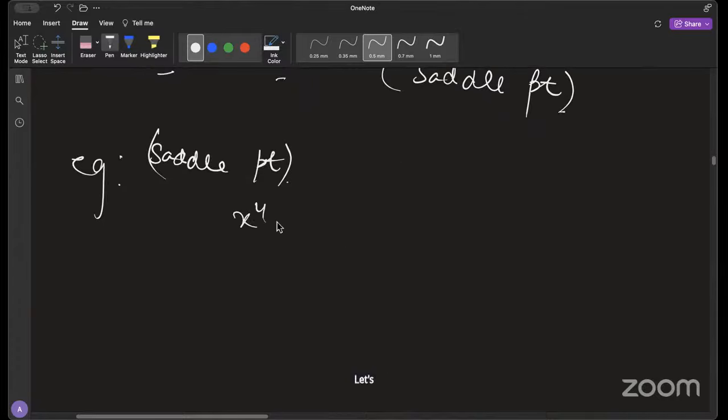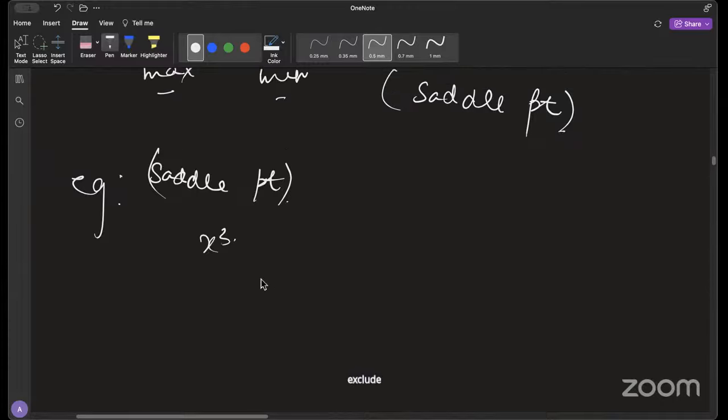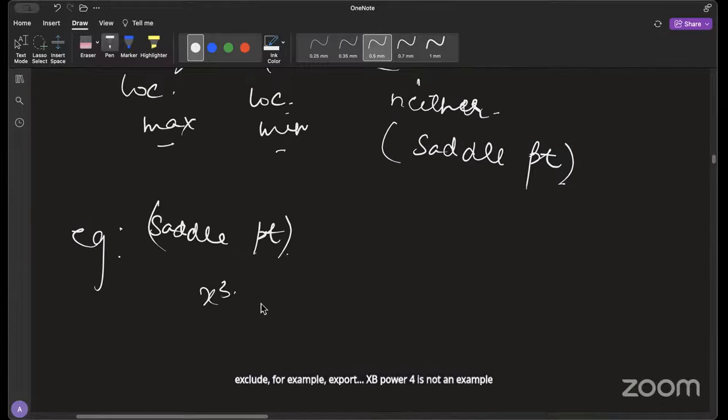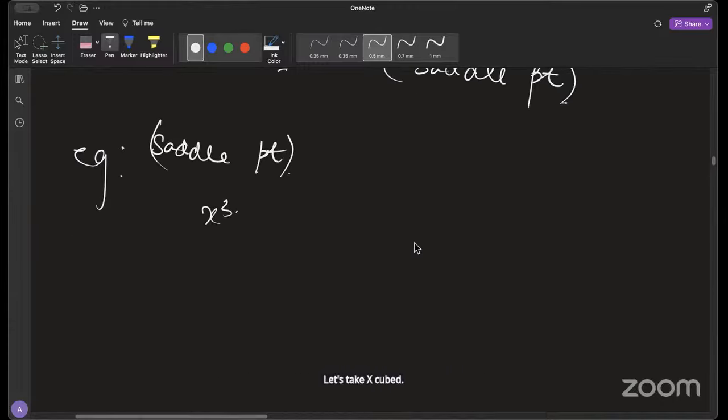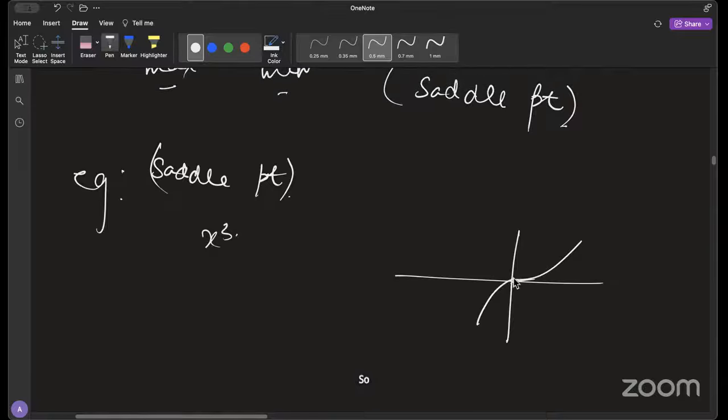Let's take x to the power 4, or not even x to the power 4. Let's take x cube for simplicity. x to the power 4 is not an example of this. Let's take x cube. Graphically, if you look at it, it looks like this. So this can't be a local maxima, we've already discussed this. And this is not a local minima either. That means it's a saddle point.